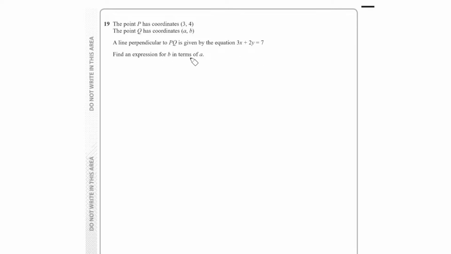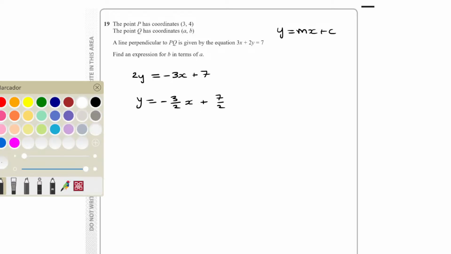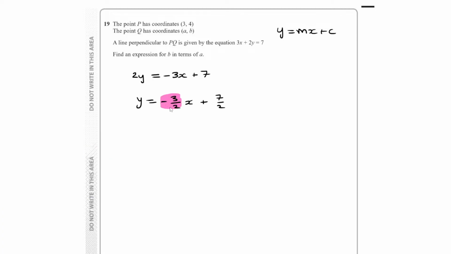Now, I think there's also 2 ways to do this, so it depends which way you prefer. Obviously, a perpendicular line, we know there's some information about a gradient, isn't there? So what I would do is I'd probably rearrange this to get, you can only look at the gradient if it's in this format, isn't it? You have to rearrange it. So I'm going to get y as my subject. So I'm going to minus the 3x. Obviously 7 is still there. And then divide by 2. That'd be minus 3 over 2. I would leave it as a fraction if I were you. Plus 7 over 2. So the gradient is minus 3 over 2.